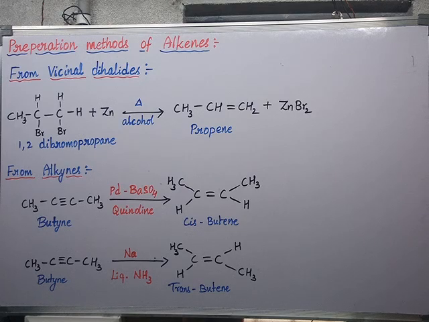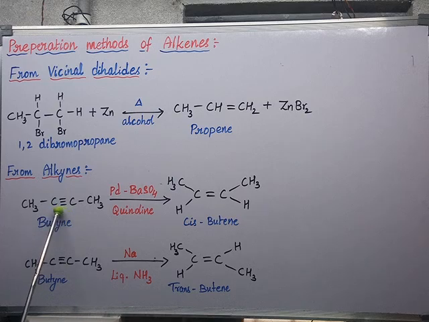So let us see the next one, that is from alkynes. From alkynes, through the reduction process, we can prepare alkenes as a product. Now I am taking butyne. I am adding palladium and barium sulfate in the solvent called quinoline. So this is Lindlar's catalyst. Whenever you add this catalyst, we get cis-butene as a product.